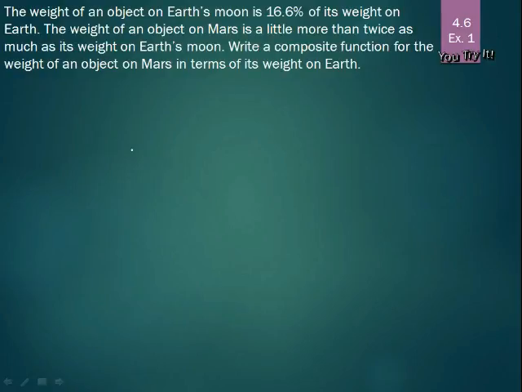The weight of an object on Earth's moon is 16.6% of its weight on Earth. The weight of an object on Mars is a little more than twice as much as its weight on Earth's moon. Write a composite function for the weight of an object on Mars in terms of its weight on Earth.